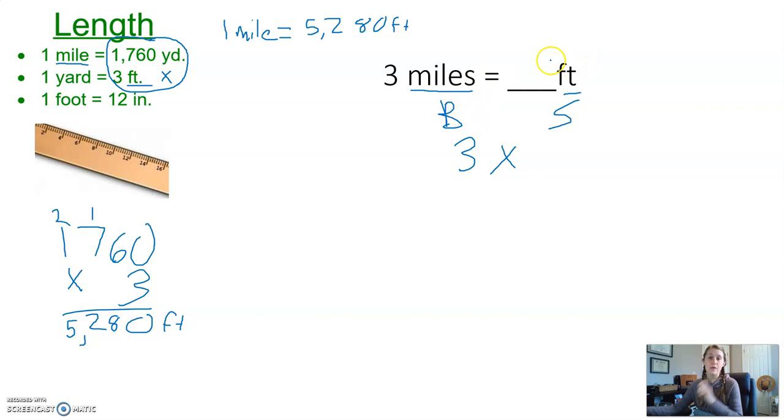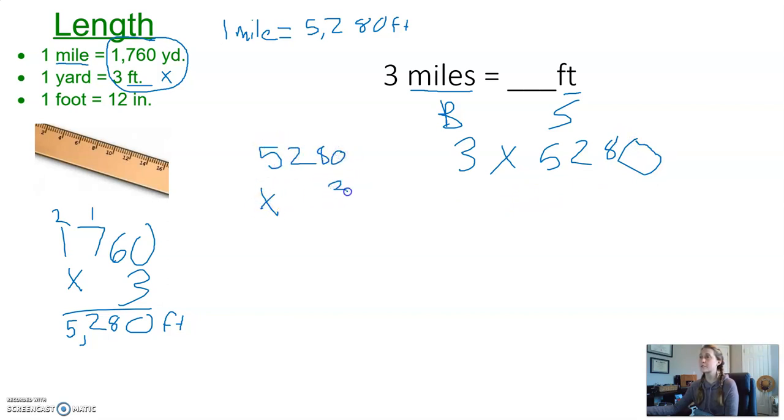But let's go back to the problem, because the problem is not how many feet are in 1 mile. The problem is how many feet are in 3 miles. So I need to take my 3 miles and multiply it by 5,280. Whoa. Because we're going from big to small, multiply them all.